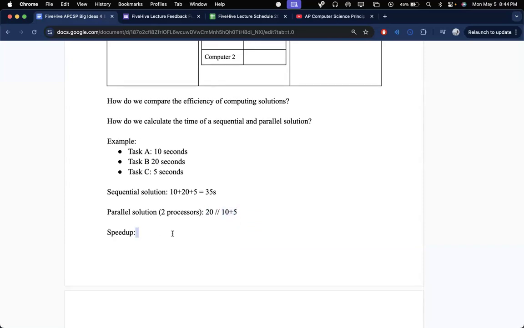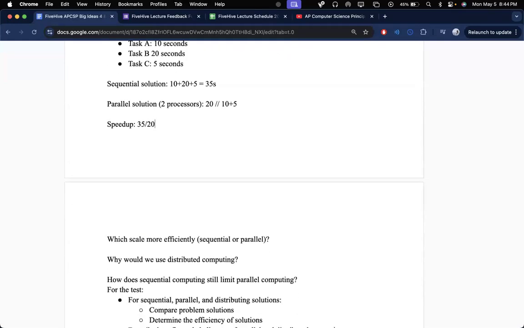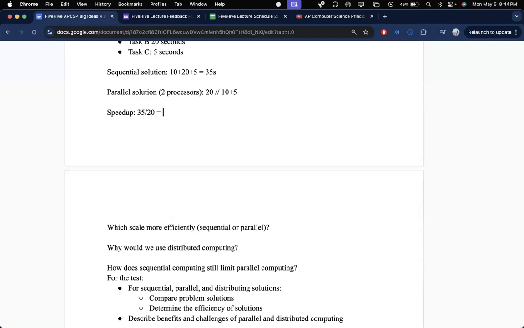Now there's this thing called speedup, which is not even a percentage, it's just a metric that we can use to see how much faster the parallel solution is. It's the sequential solution, so 35 seconds, divided by the time it takes to complete the parallel solution. It's like 1.75 or something, probably, right? But that's what we call the speedup of this solution. I've never seen that asked on a test, but it is in the CED, so we should know what it is. Real quick, what is this simplified? It's like 7/4, right? Okay.